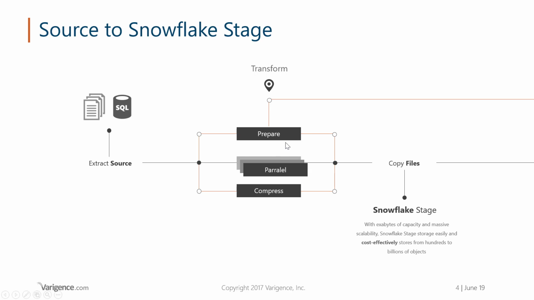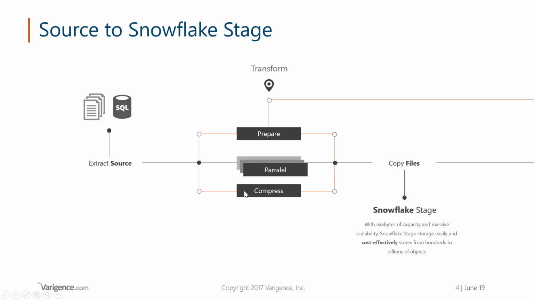What we're going to do here is extract the data from the source. We may need to do some preparation, like standardizing the date formats. If you have all different kinds of source systems, they'll have different date formats. We'll prepare the dates. And then the next thing we want to do is make sure that we create as many files as we need for a parallel process. I'll cover that a little bit later on.